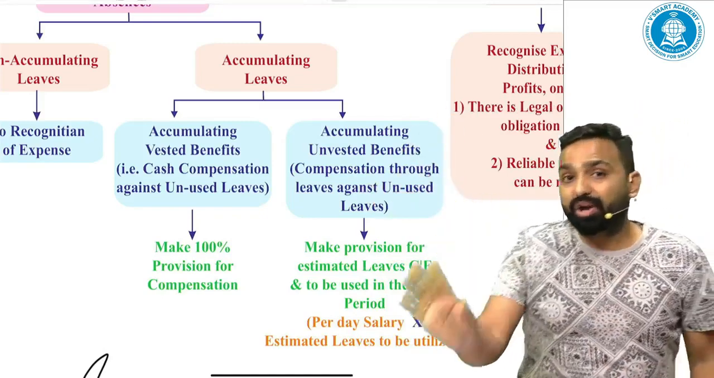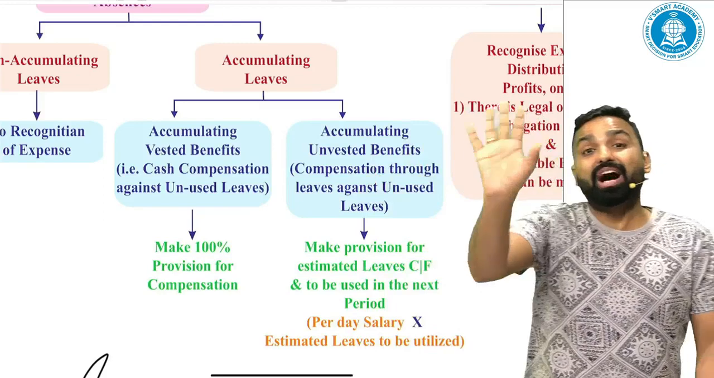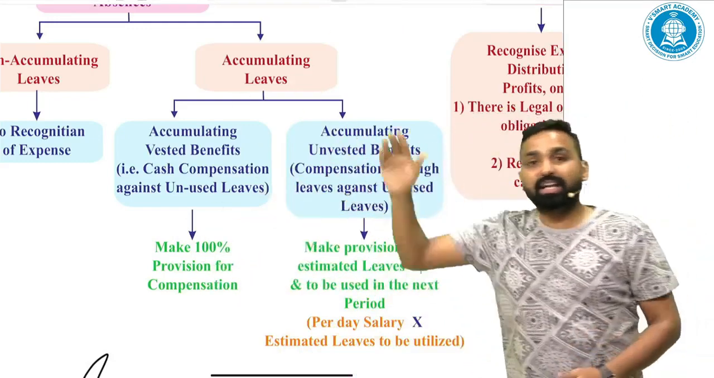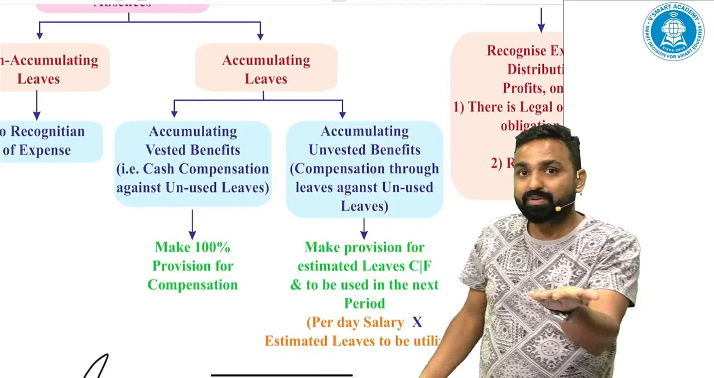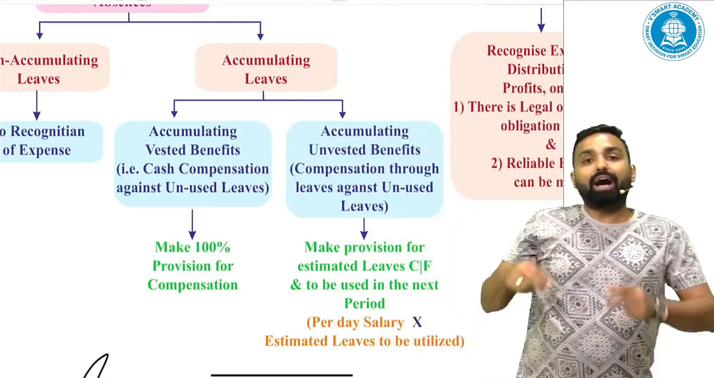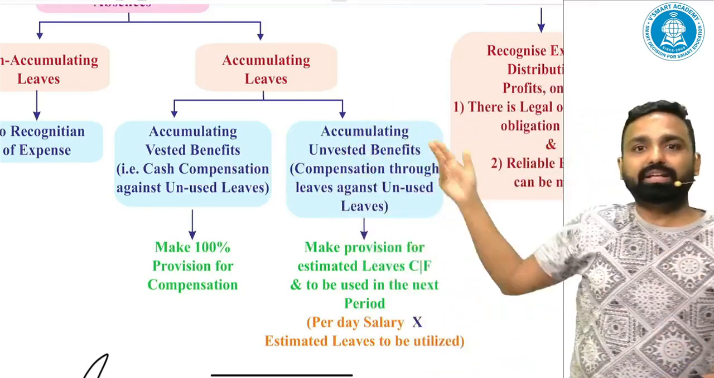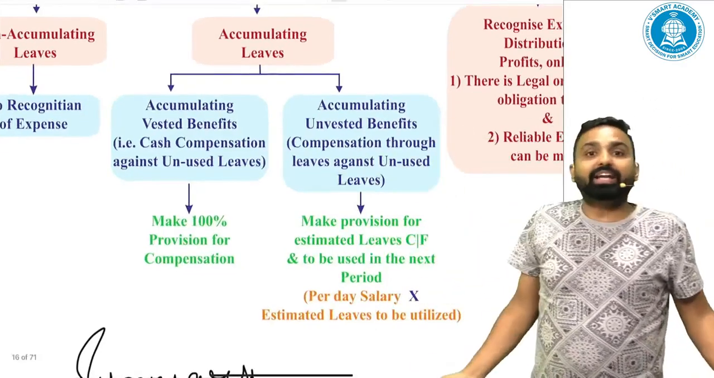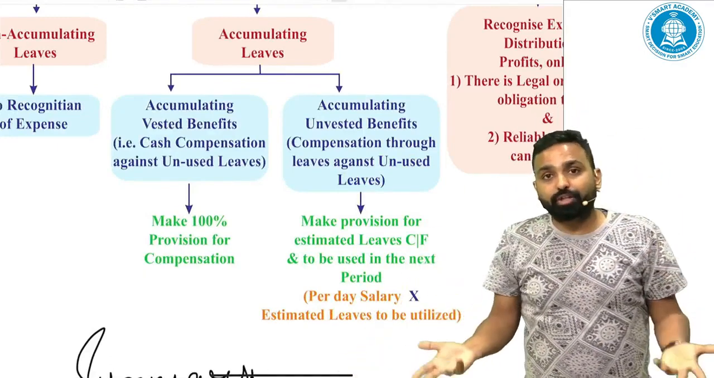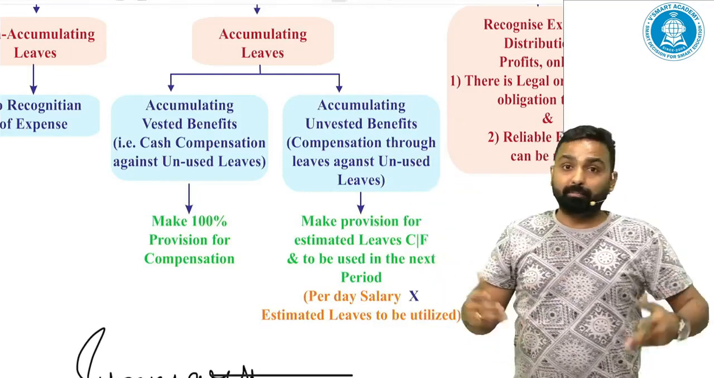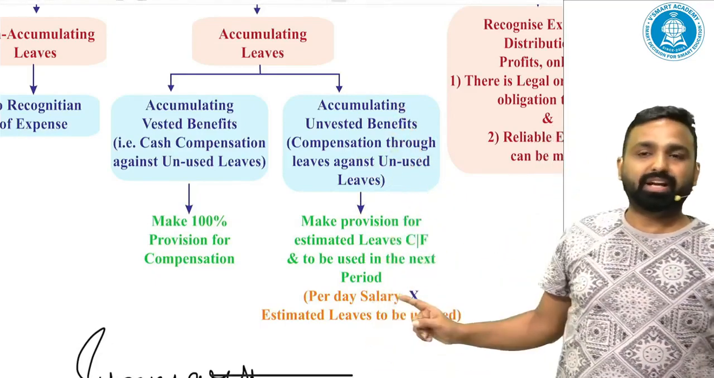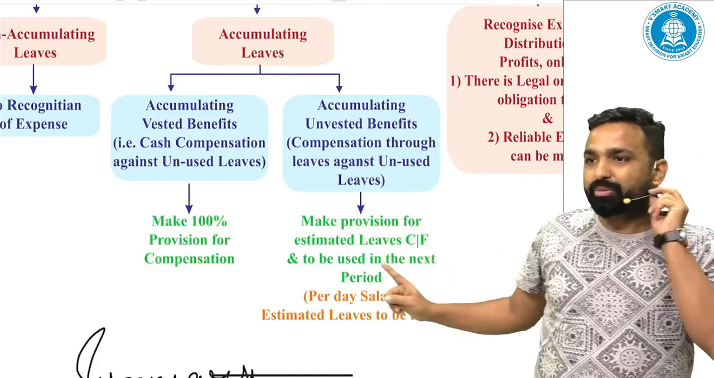The second type is, I will not give you the cash benefit for those 5 unused leaves. I allow you to carry forward these 5 unused leaves to the next year. Technically, in the next year, you will again get 30 leaves and these 5 will be carried forward. So in all, in the next year you can take 35 leaves. In that case, you can take 35 leaves and I will not deduct your salary. But how can I be sure that you will take all those 5 extra leaves in the next year? Maybe you will not take them. So I will create the expense this time based on the estimation. I will make the provision for estimated leaves carried forward and to be used in the next period.